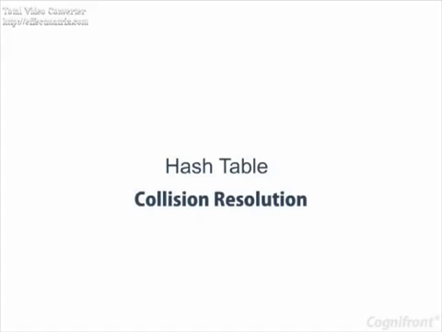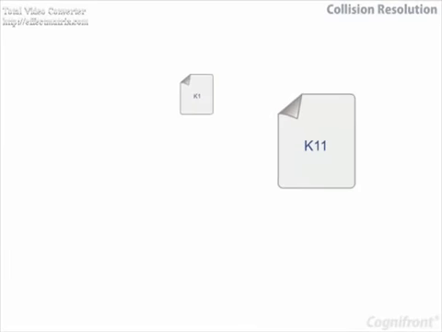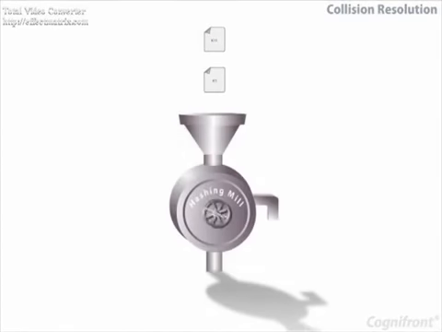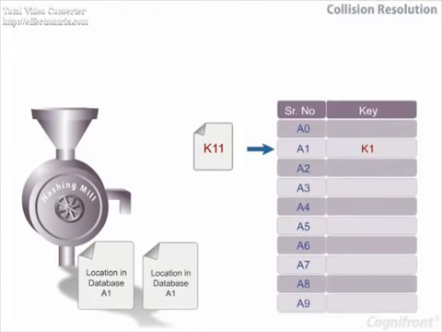Friends, the next step in understanding hash functions is collision resolution. Hash functions are mainly used for computing addresses, which can sometimes result in producing duplicate addresses for different key values. Hash functions by nature are computational addressing methods and result in duplicate storage locations for different key values.